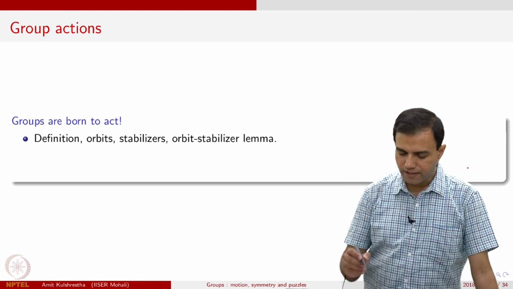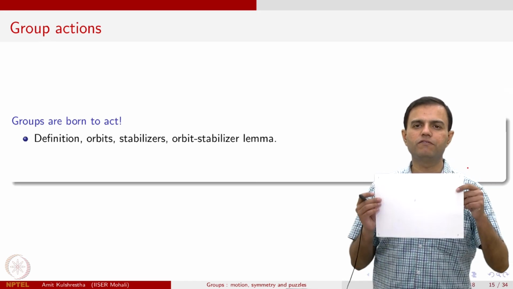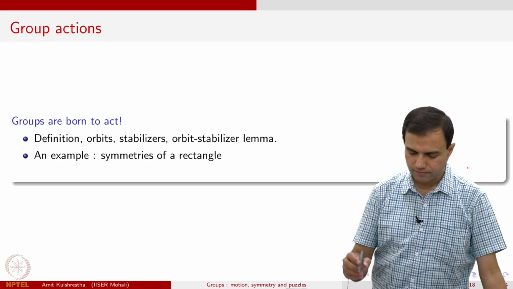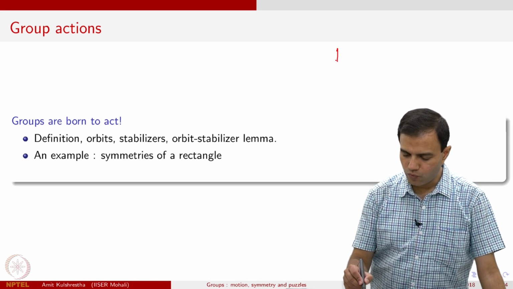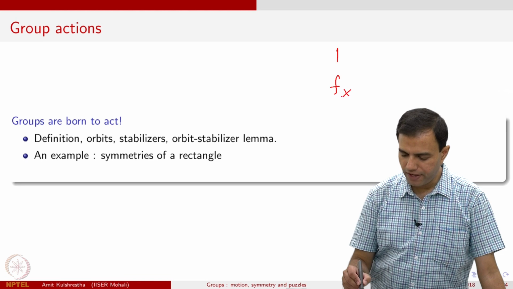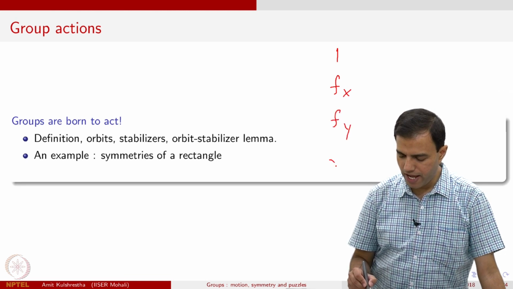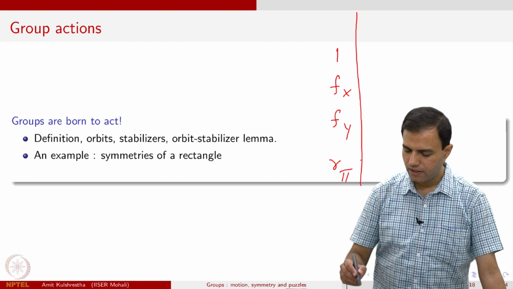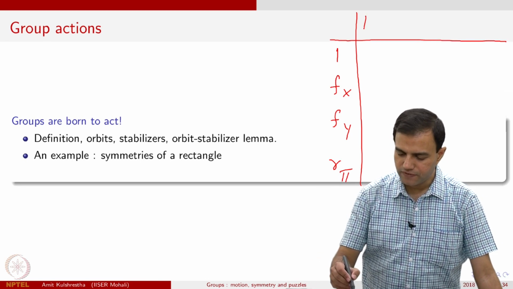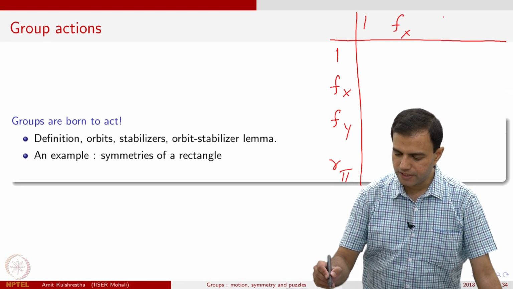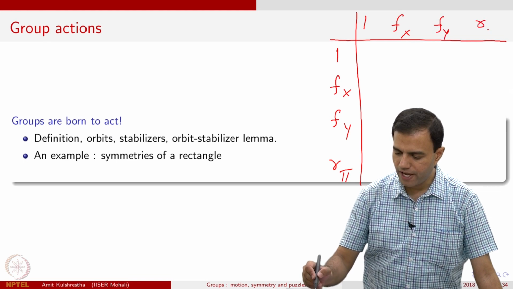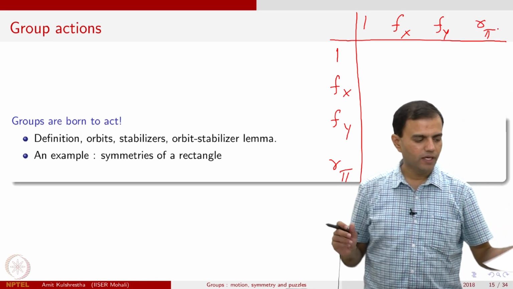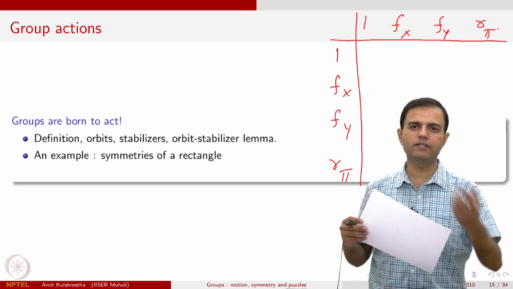Okay, so for that let me come back to the symmetries of the rectangle. I had written 4 things: 1, fx, fy and r pi, right? I'll write it here as well: 1, fx, fy, r pi. So here is the thing, if you have a symmetry and compose that symmetry with another symmetry, it again remains a symmetry.